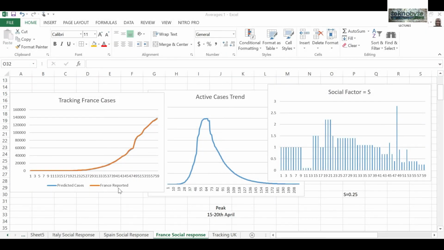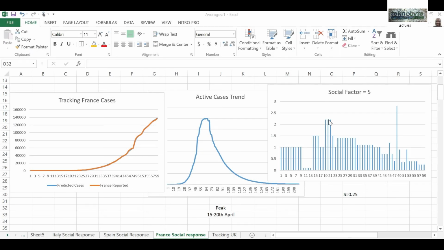A similar exercise of tracking the reported cases with the predicted cases was repeated for France. And you can see the tracking has been done completely so that the blue wave is not visible. On the 59th day, that was 13th April, the social factor is 0.25, which is well below the threshold value, which means that the measures being taken are adequate to kill the wave. And you can see that the peak of the number of active cases is going to happen between 15th and 20th April. Thereafter, the curve will start dying down.